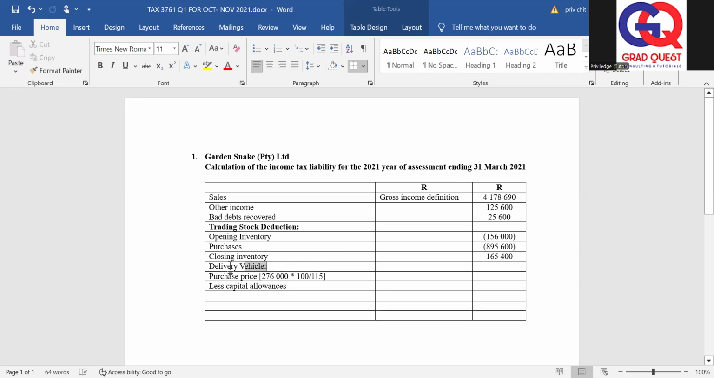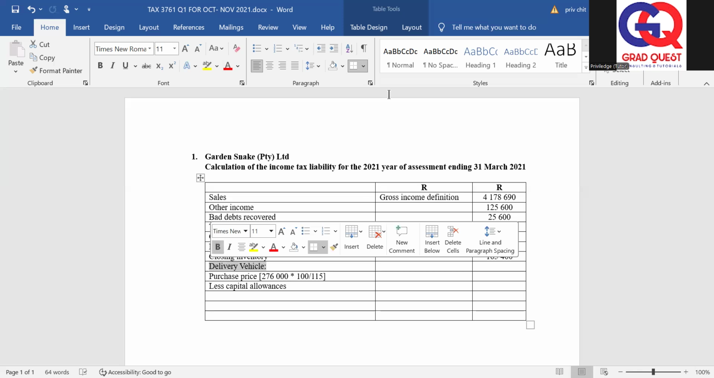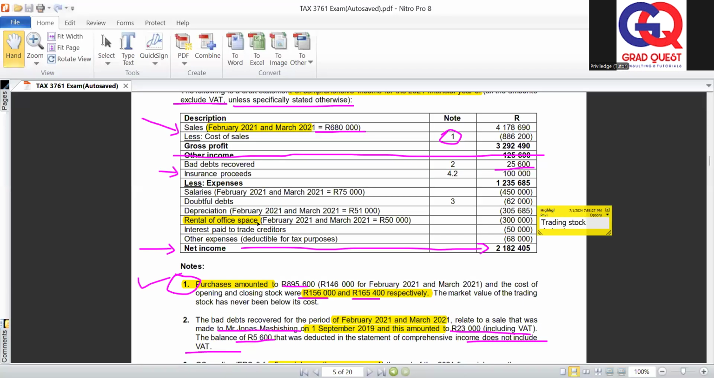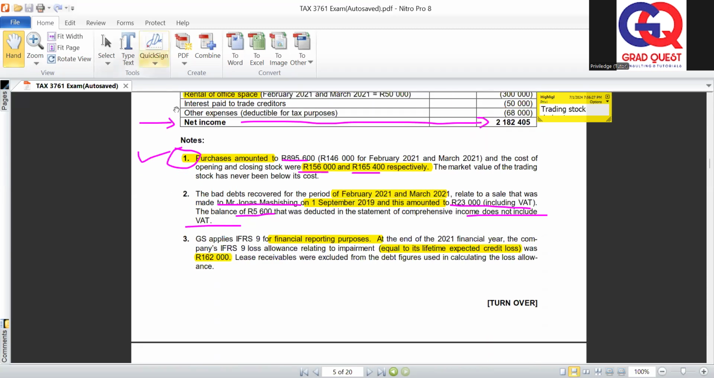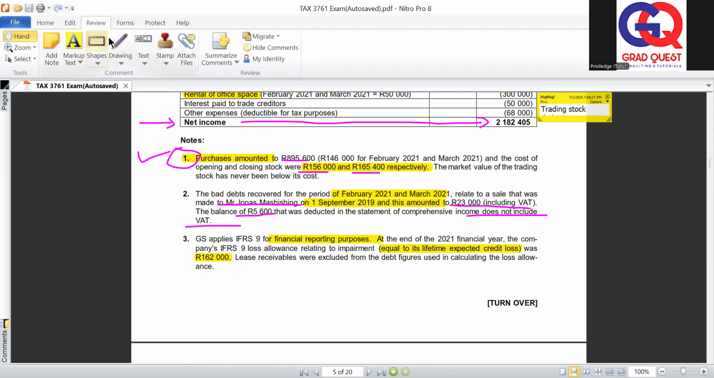Then there was an aspect about the delivery vehicle, and I wanted to show you how to account for that. Now, where do we get the information concerning the delivery vehicle? Let me see in this case, because note number 2, we did tap into that.